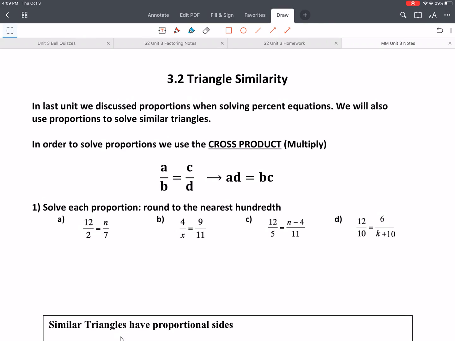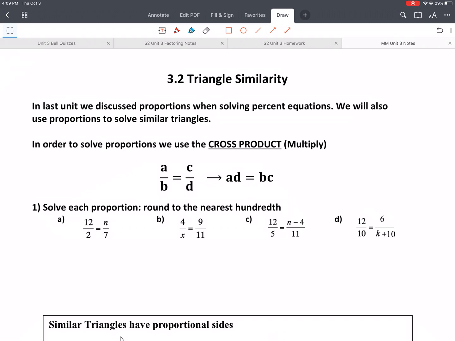All right, welcome back. This is 3.2 Triangle Similarities. Last time we talked about triangle basics. Today we're going to try and look at two triangles and see if they are similar. And we'll also have problems where the triangles are similar, but we're missing one side, and we could figure out how to come up with the length of that side.